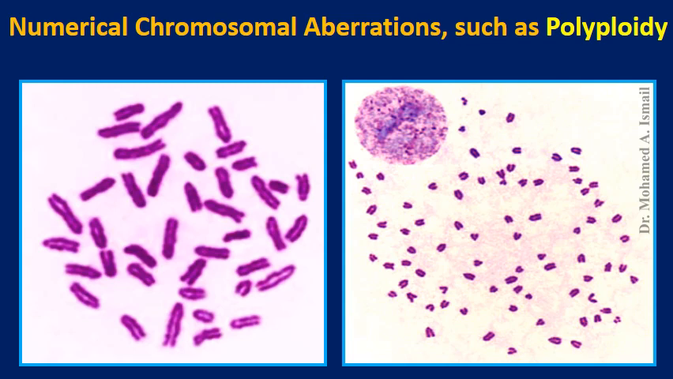This plate represents the second category of chromosomal aberrations, numerical chromosomal aberrations. The most famous of such abnormalities is polyploidy. Poly meaning multiple. Polyploidy, such as when we say n chromosomes, n chromosomes in the case of mice equals 20. So this is called haploid.